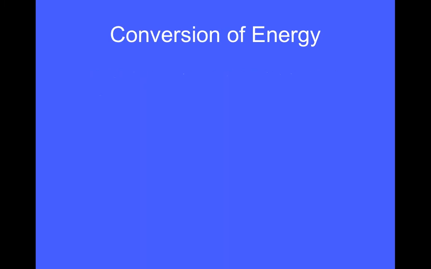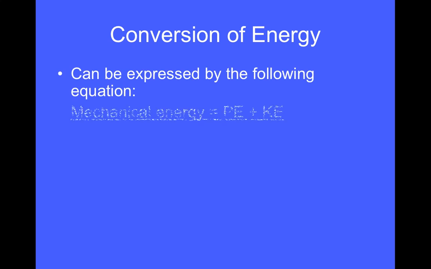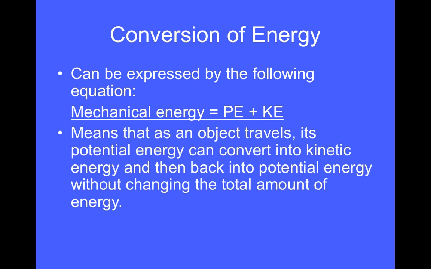So I can look at mechanical energy in terms of the following equation. Mechanical energy equals my potential energy plus my kinetic energy. And what that means is that as an object goes through energy conversions, or in the case I have on the screen here, as it travels, its potential energy can convert into kinetic energy and then back into potential energy without changing the total amount of energy.